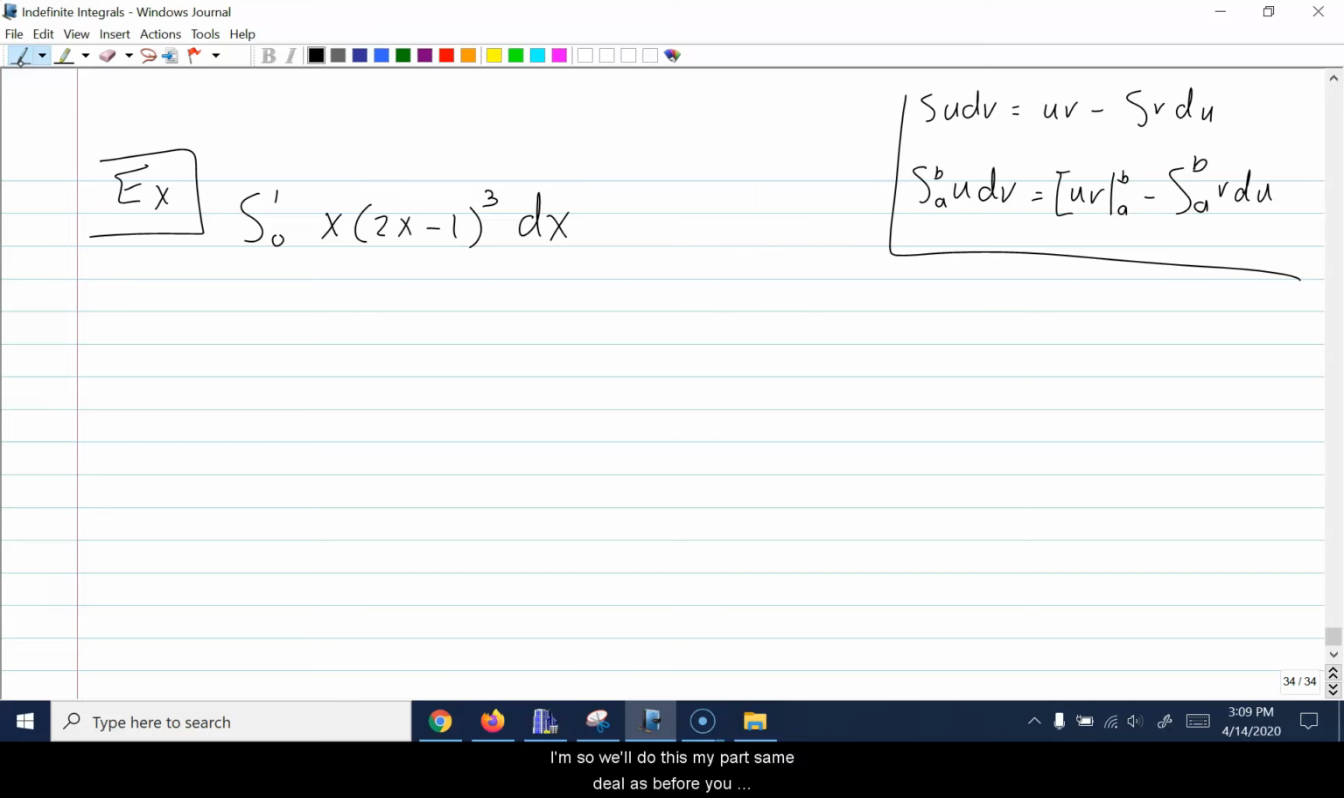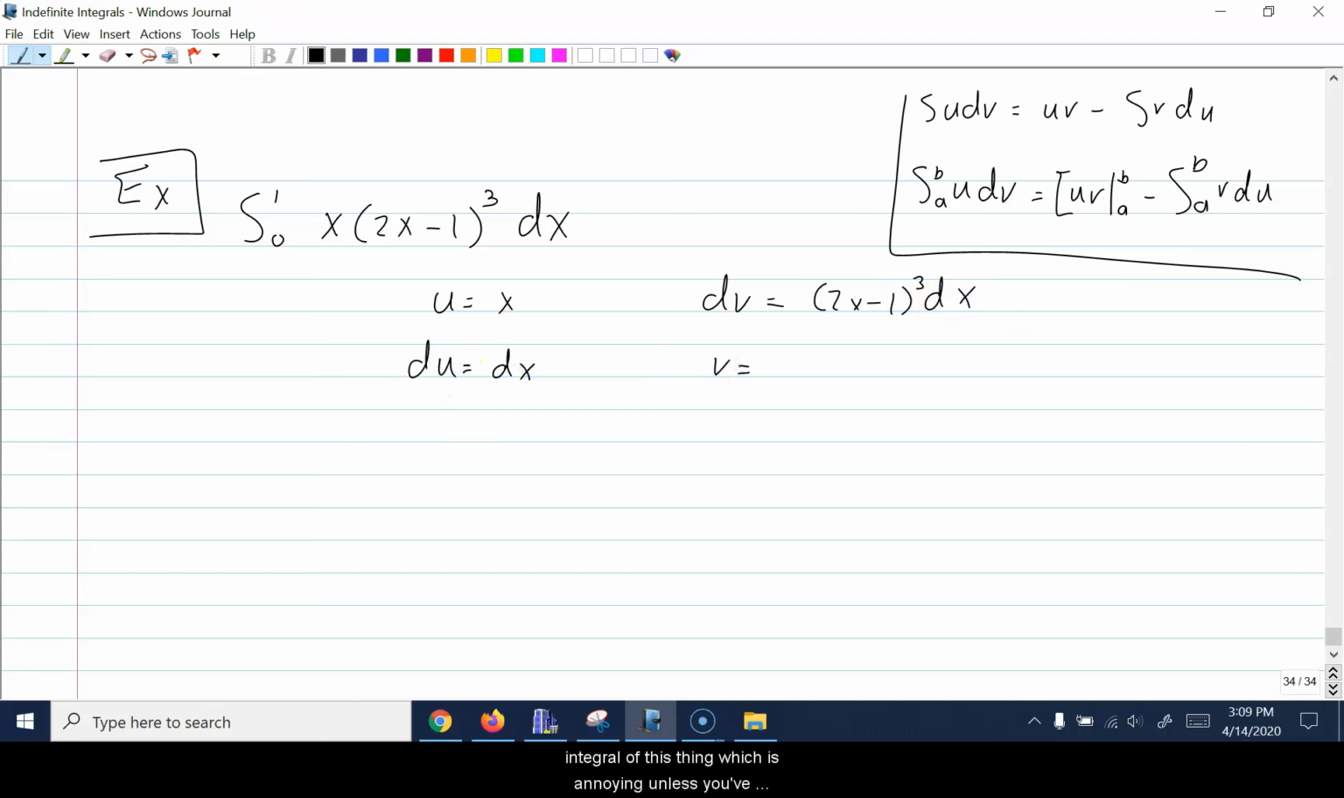So we'll do this by parts. Same deal as before, u equals x is a nice choice of u if you can handle it, because the derivative of x goes away. That's what we're hoping for when we do an integral by parts. If u is x, then dv has to be everything else, so that's (2x minus 1) cubed dx. du will be the derivative of x, which is 1 dx.